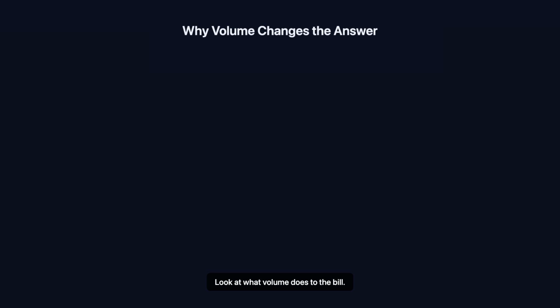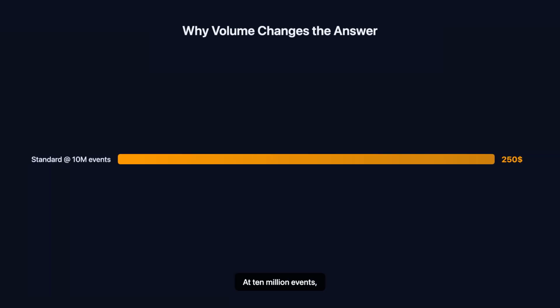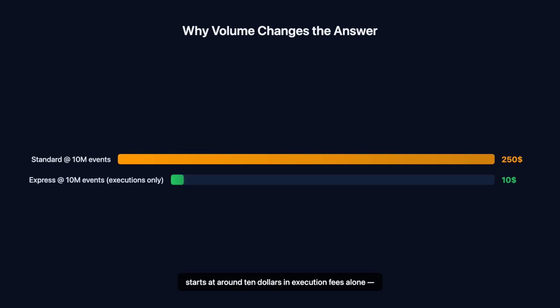Look at what volume does to the bill. At 10 million events, Standard runs about $250 because you pay per state transition. Express, at the same 10 million, starts at around $10 in execution fees alone. That's the gap between $25 per million transitions and $1 per million executions. Keep in mind that figure covers execution charges only. For Express, duration and memory costs stack on top and will dominate for any workflow that runs longer than a fraction of a second. But for very short, high volume, idempotent work, Express wins on cost, and it isn't close.